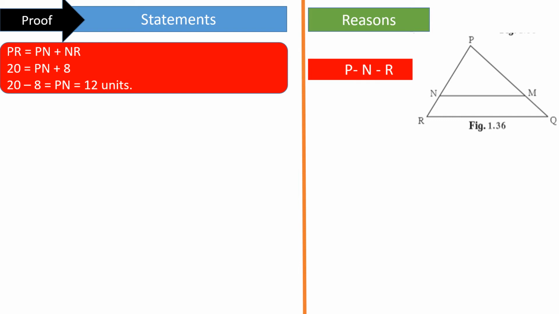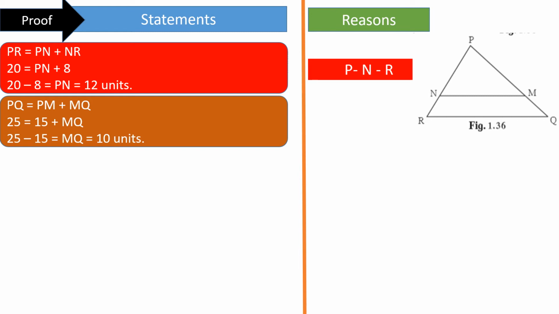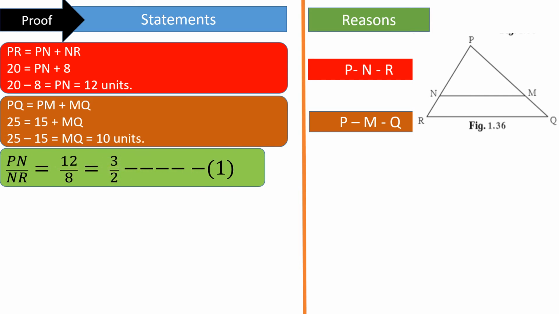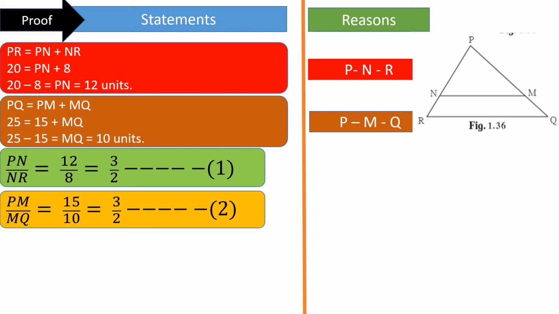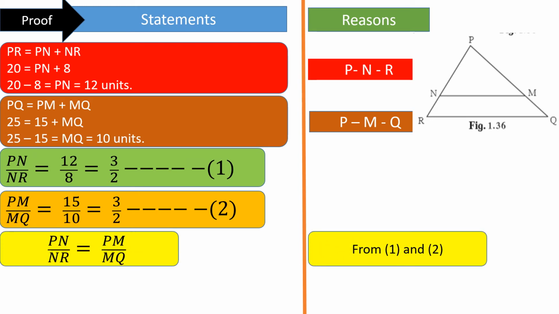We know PQ is equal to PM plus MQ. Again, reason will be P-M-Q, which will give me the length of MQ as 10. Now we'll be finding the ratios which we need to find, that is PN upon NR. We have got PN upon NR as 3 upon 2. We'll find out PM upon MQ, which is again 3 upon 2. That proves from 1 and 2 that PN upon NR is equal to PM upon MQ.